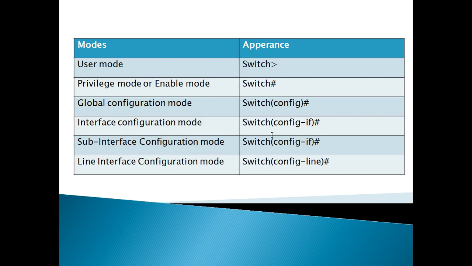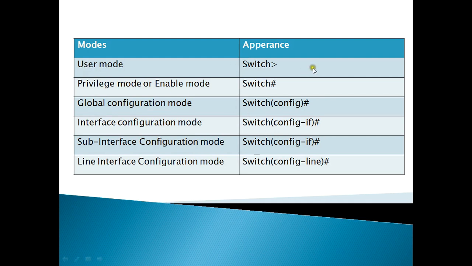First, what are the modes and how do they appear? There are nearly 6 modes in Cisco IOS. What are they? User mode, privilege mode, global configuration mode, interface configuration mode, and sub-interface and line interface configuration mode. These are the mode names. And how do they appear?